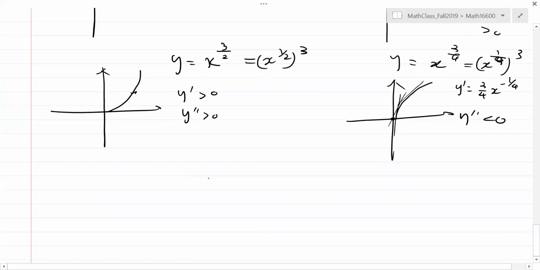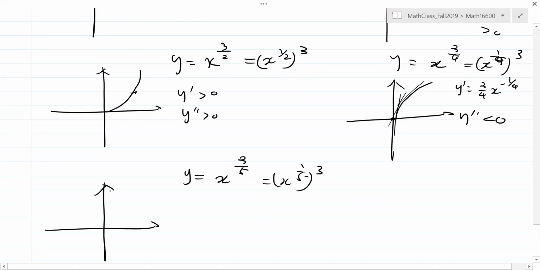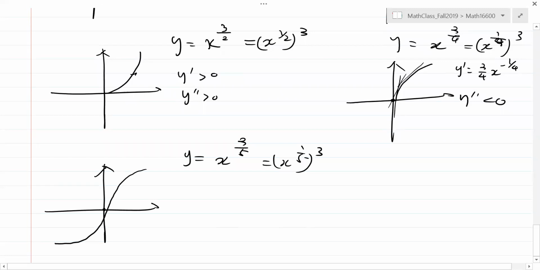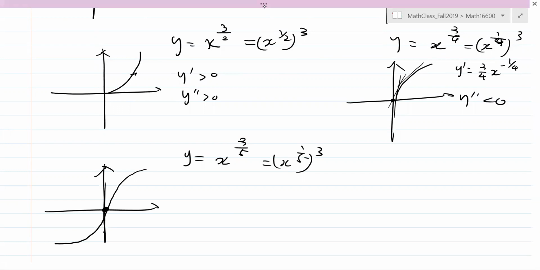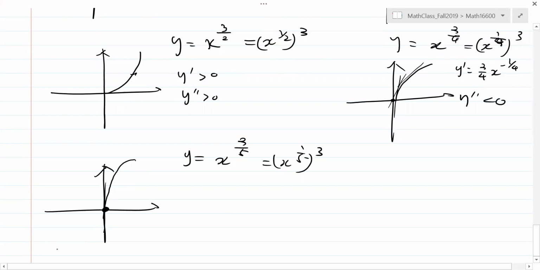One more picture. If x equals 3/5, then this is defined for all x. This is defined for all x, and I'm pretty sure the picture looks like that. When x is negative, it's still defined, and even y is negative. And the tangent line at that particular point is actually a vertical line. So I should re-sketch the graph a little bit. Like that.